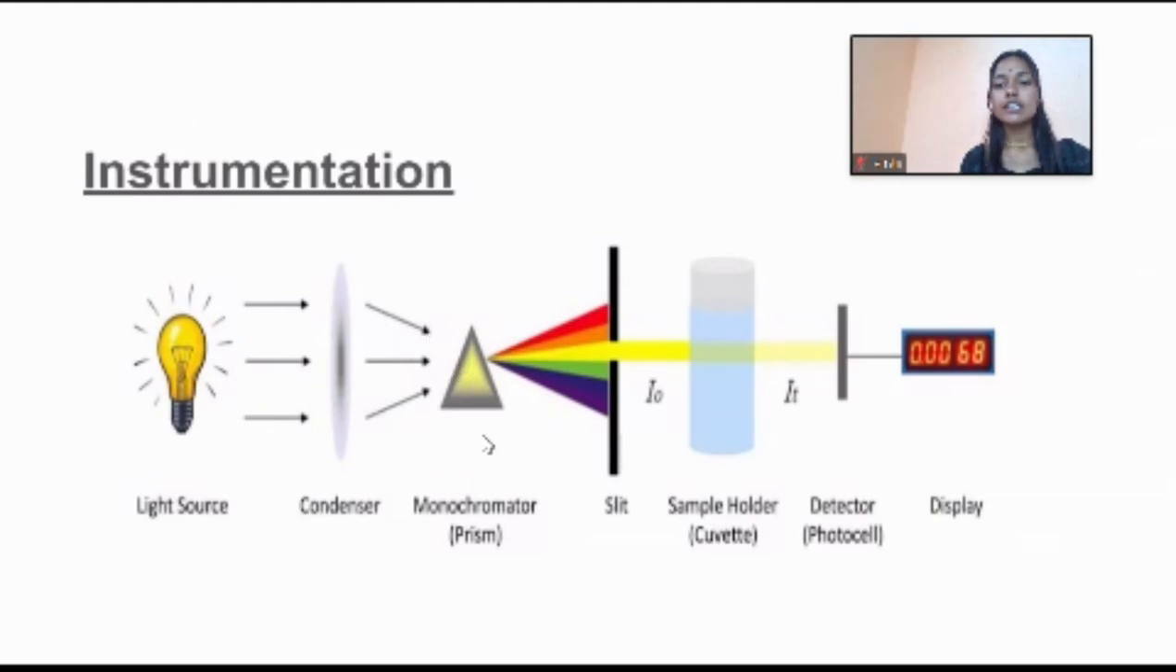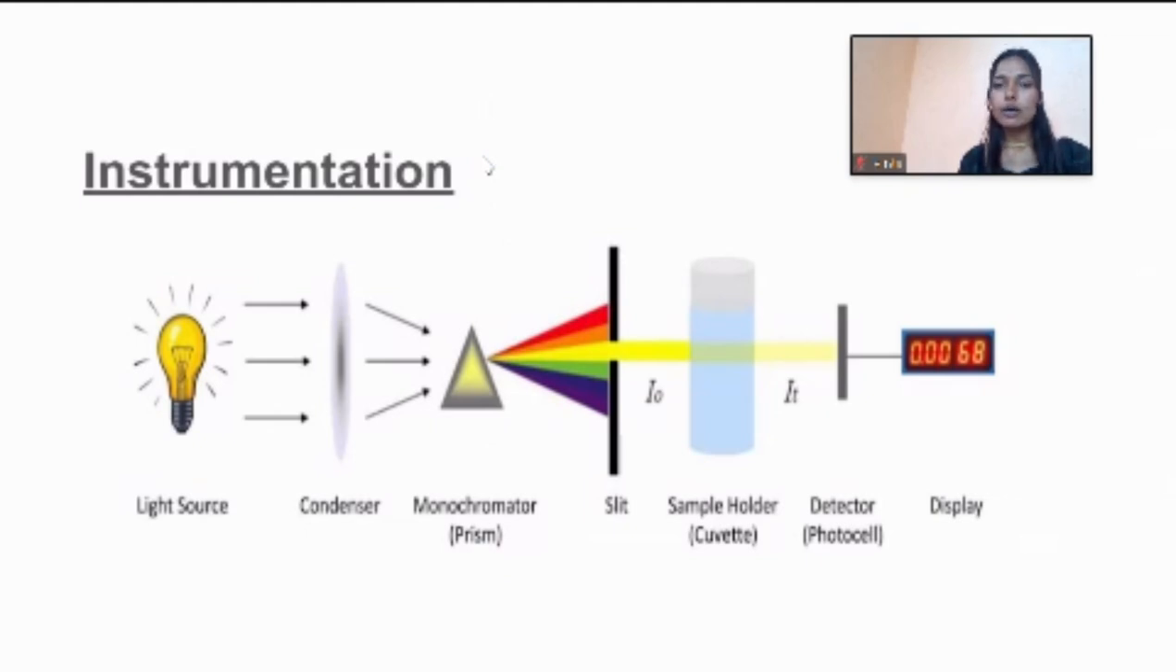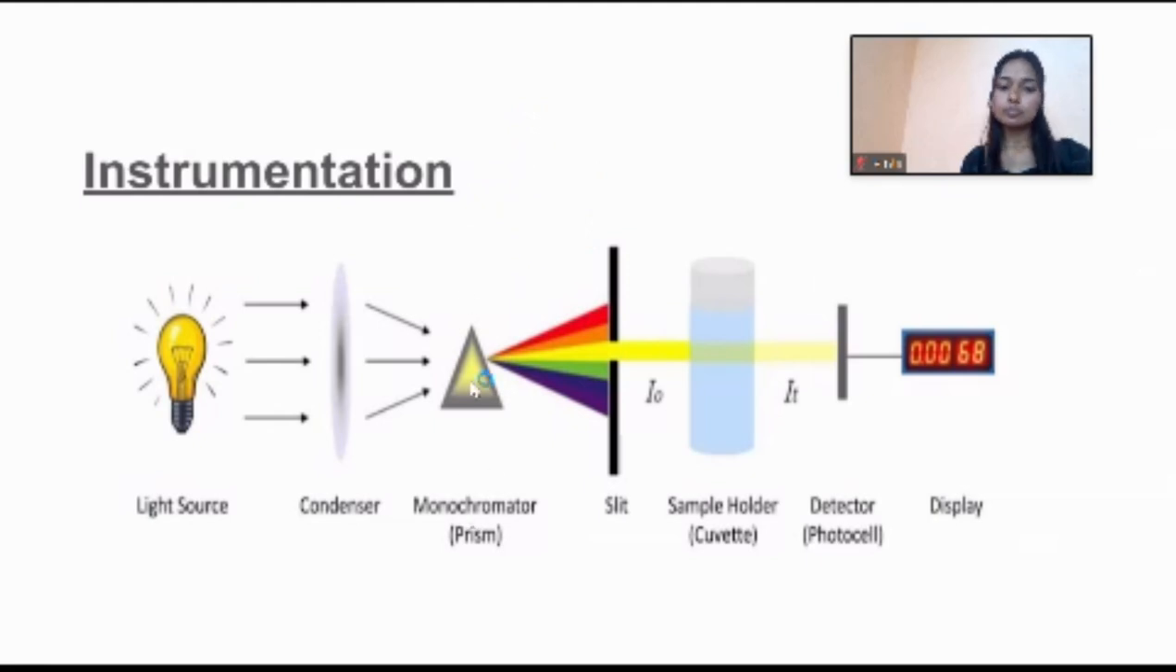After that, we are placing the monochromator. In place of the prism, I can also place colored glass. If I want the yellow color, then I will place yellow colored glass here. That is the filter. This is also a filter. We can place either a prism or colored glass. We are placing the prism just to convert this parallel light into monochromatic light.